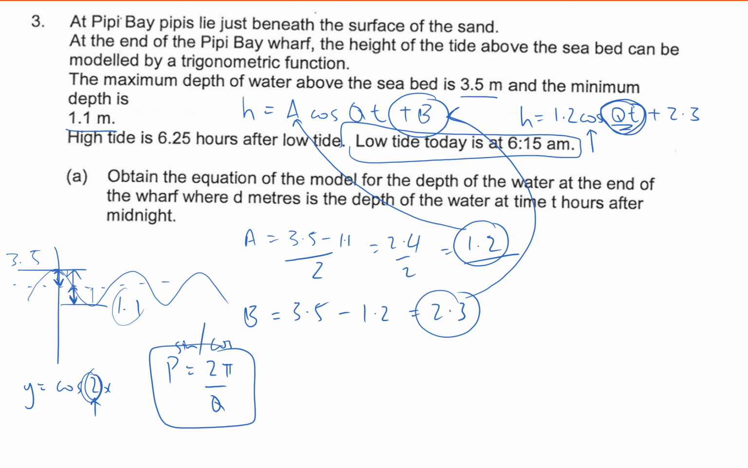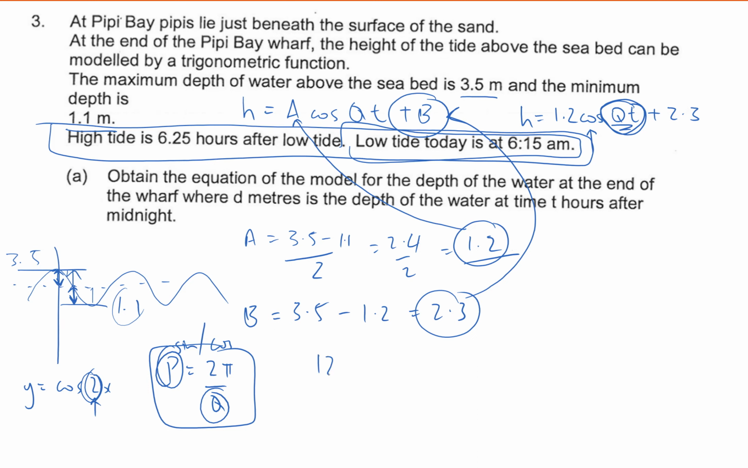Yep. So therefore, if this is my period, I've got to try and find my frequency. What's my period for this particular information? 2 pi. No, because now we're talking about hours. Oh, right. So high tide is 6.25 hours after low tide. So what's my period? 12.5. Time between two high tides. Mm-hmm. So 12.5 is now 2 pi divided by my frequency. Happy with that? Yeah.